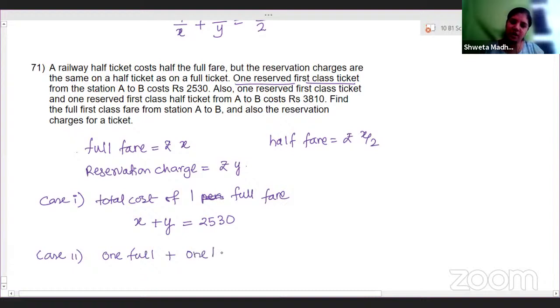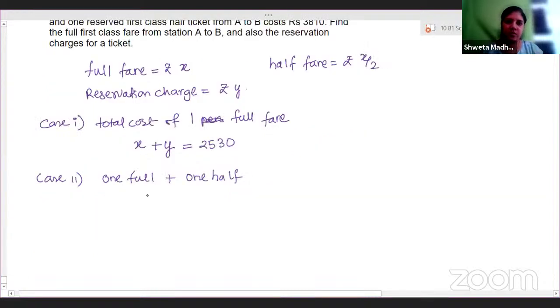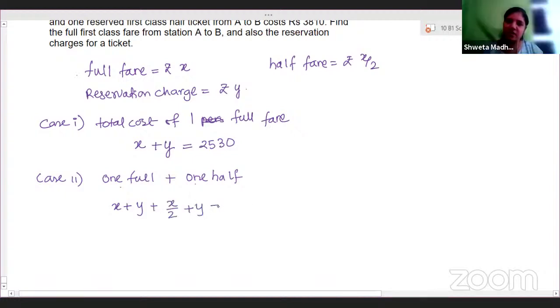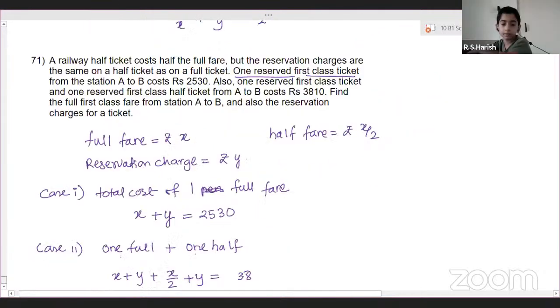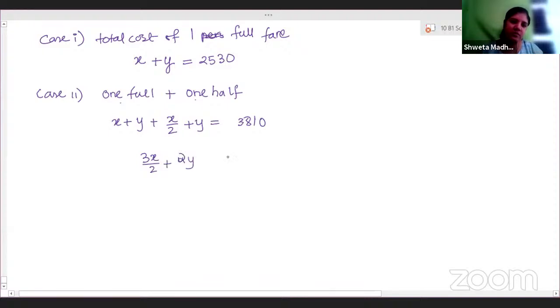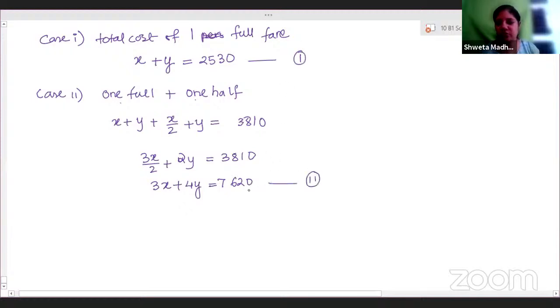One full plus one half. So one full means X plus Y, and one half means X by 2 plus Y. Plus X by 2 plus Y, and that is equal to 3810. So it will be 3x by 2 plus 2y is equal to 3810. So 3x plus 4y is equal to 7620. So this is the first equation, this is the second equation. Then solve the equations.